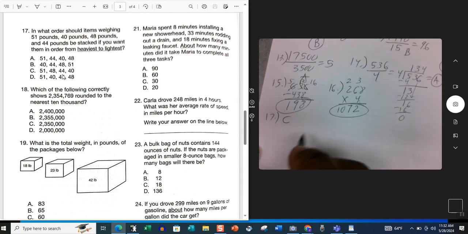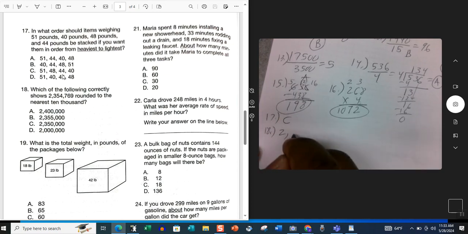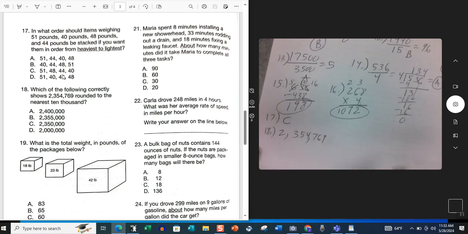Okay, now 18. Which of the following correctly shows 2,354,769 rounded to the nearest 10,000? So first, let's write out this number. And they want us to round to the nearest 10,000th place. The 10,000th place is this 5 here. So we would go to the next value, which is 4.